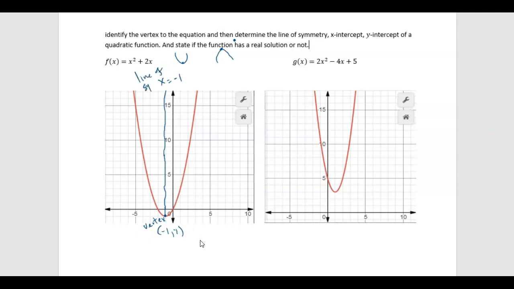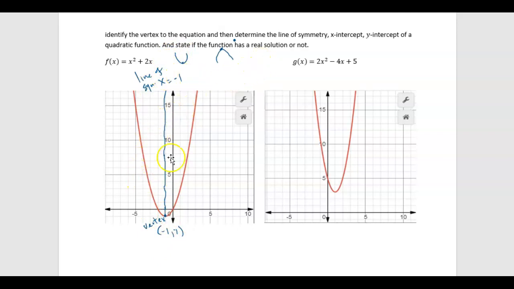And also, let's say you didn't have the graph. If you know the vertex, your line of symmetry is always the x value of the vertex, like negative 1. I repeat, the line of symmetry is always the x value of the vertex. So now we know the vertex and we know the line of symmetry.